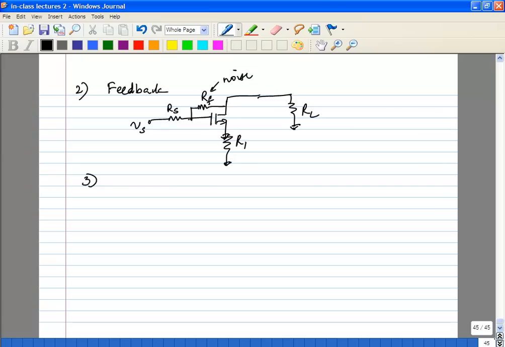Why do you need R1? You don't have to have R1. Actually, it just gives you an extra degree of freedom. That's all. You don't have to have R1 there.